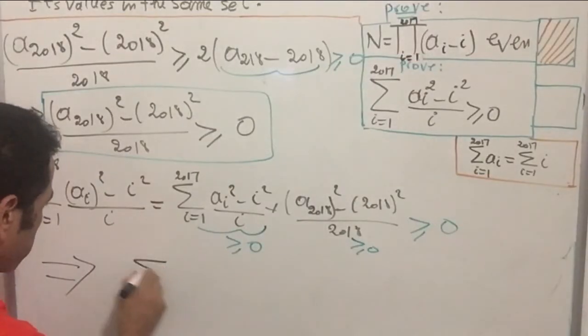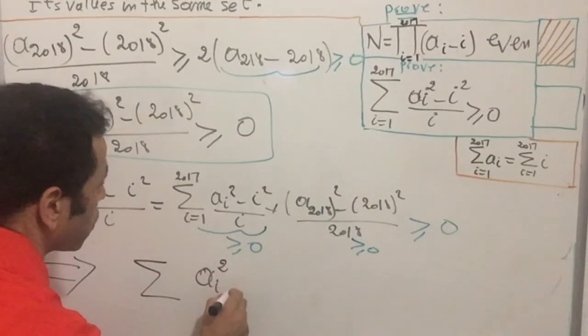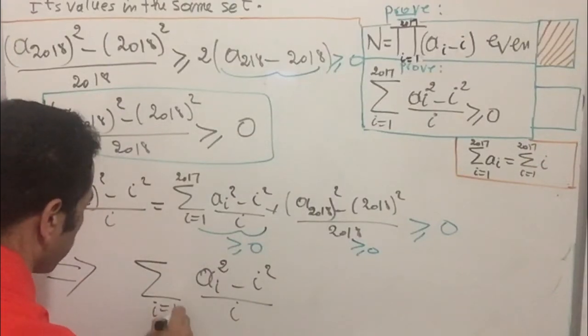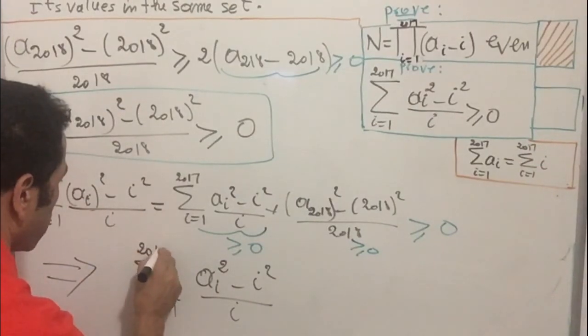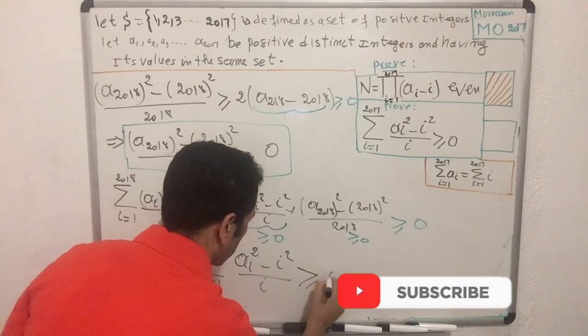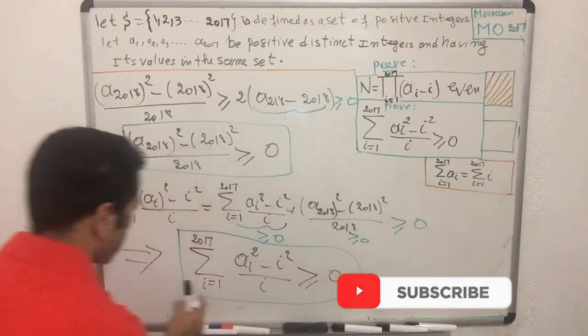So the sum of A sub I square minus I square over I, I goes from 1 to 2017, is superior or equal to 0, by induction proof.